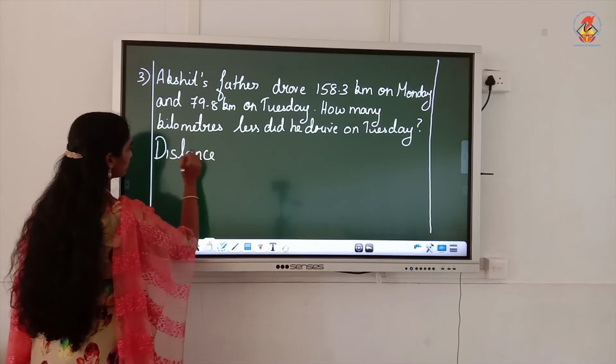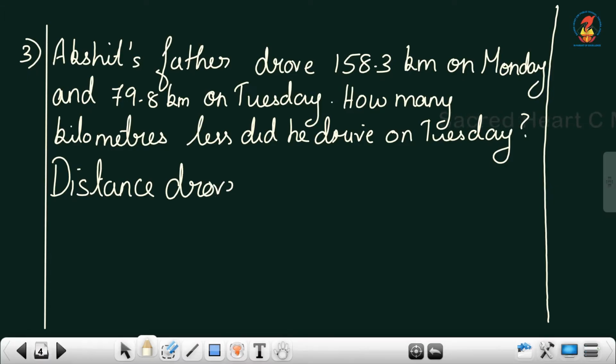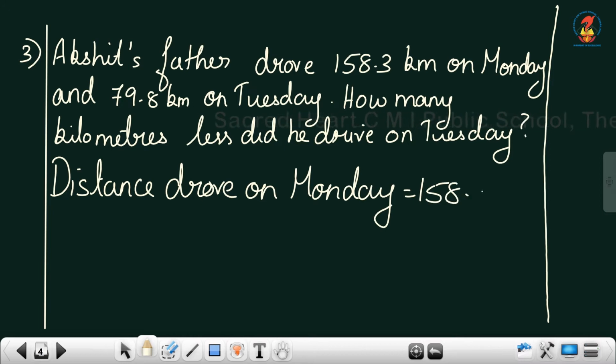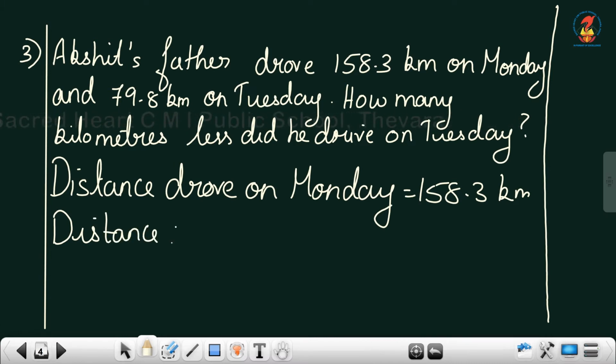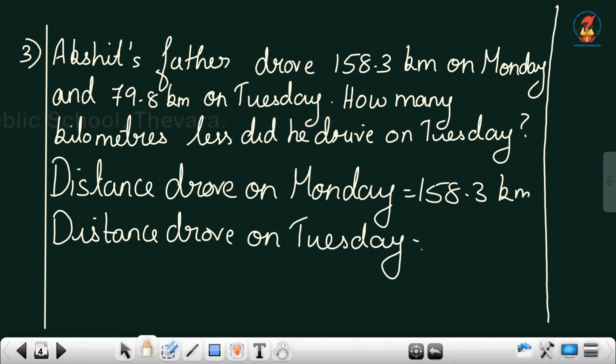Distance drove on Monday is equal to 158.3 kilometer. Next statement, distance drove on Tuesday, that is equal to 79.8 kilometer. Now, less distance drove on Tuesday than Monday.